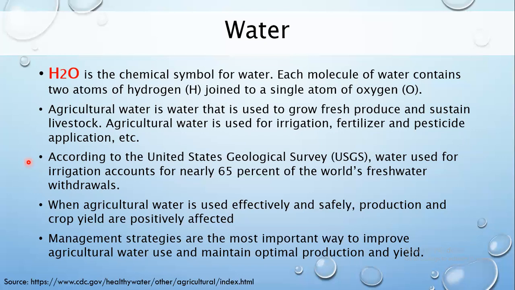Though the earth is 75% covered with water, it is mostly salt water. The fresh water is very limited, so that's why it needs to be used effectively and efficiently in order for us to sustain it and so the next generation can still have water to use, okay, in producing food and in maintaining life here on Earth.